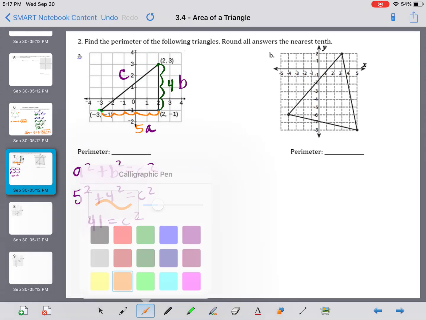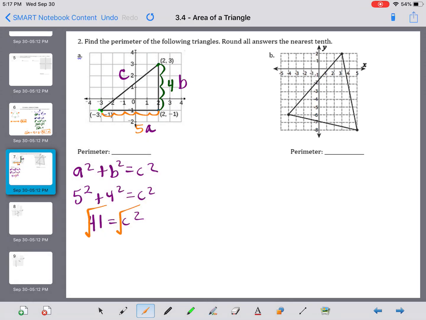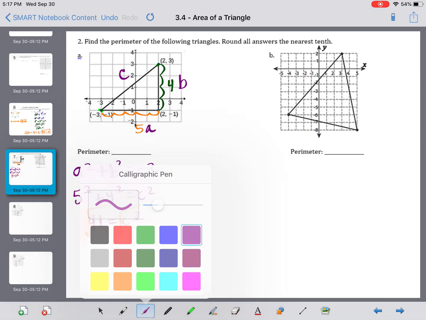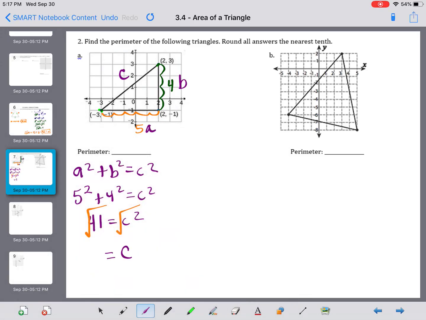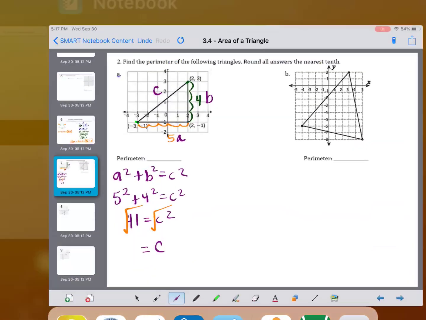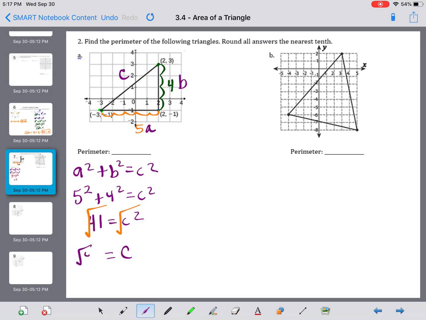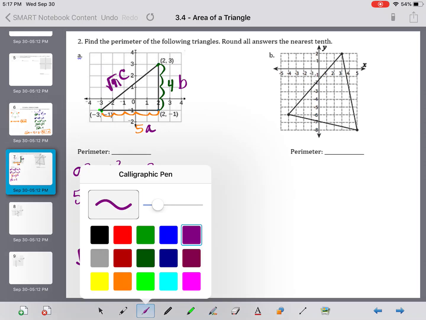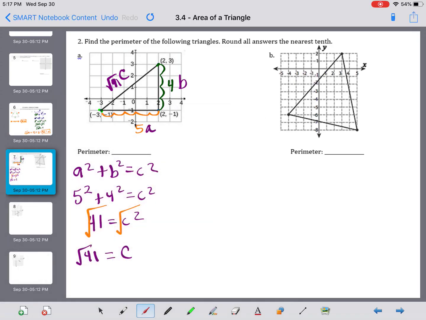Again, to get rid of that square, we are going to square root both sides. So we're going to take the square root of 41 in our calculator. Oh, don't do that yet. What am I doing? I'm doing what I'm telling you not to do. Leave it as square root of 41. We want to round at the very end. So in the habit of rounding right now. Get out of that habit. Don't round till the very end.